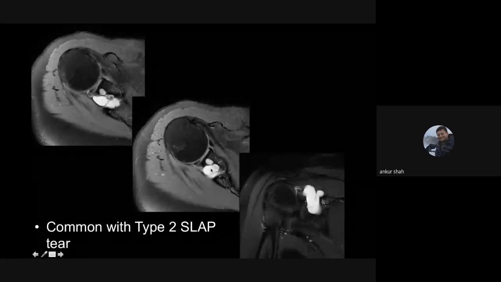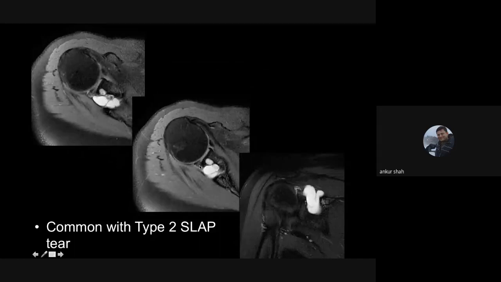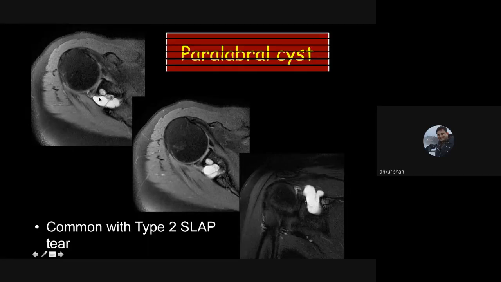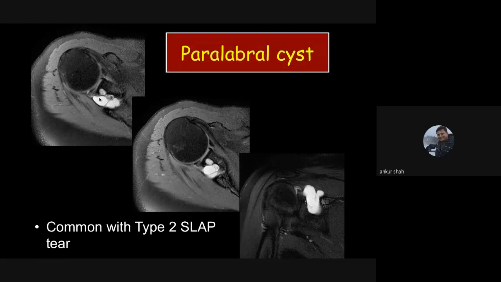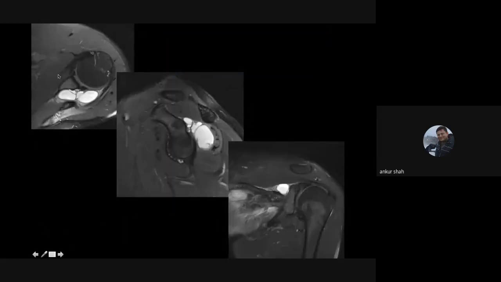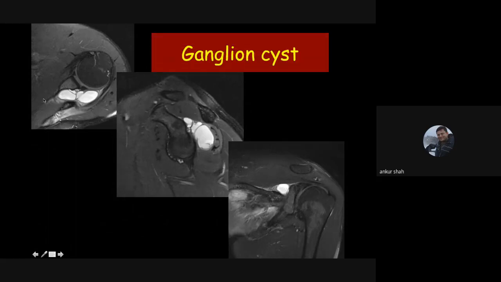And when you see a multiloculated collection adjacent to the labrum, always try to see for its communication with the labrum. Whenever you see a focal hyperintensity extending from this collection up to the labrum, this can be a labral tear with a paralabral cyst. Just like a parameniscal cyst, there can be a paralabral cyst also. This has to be differentiated from another loculated collection that does not show any communication with the labrum, and this is a ganglion cyst.